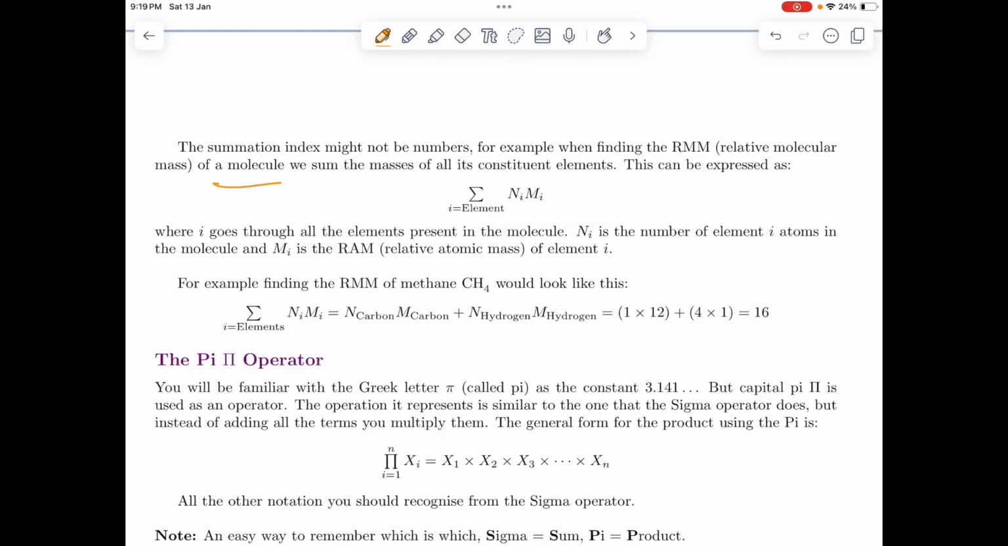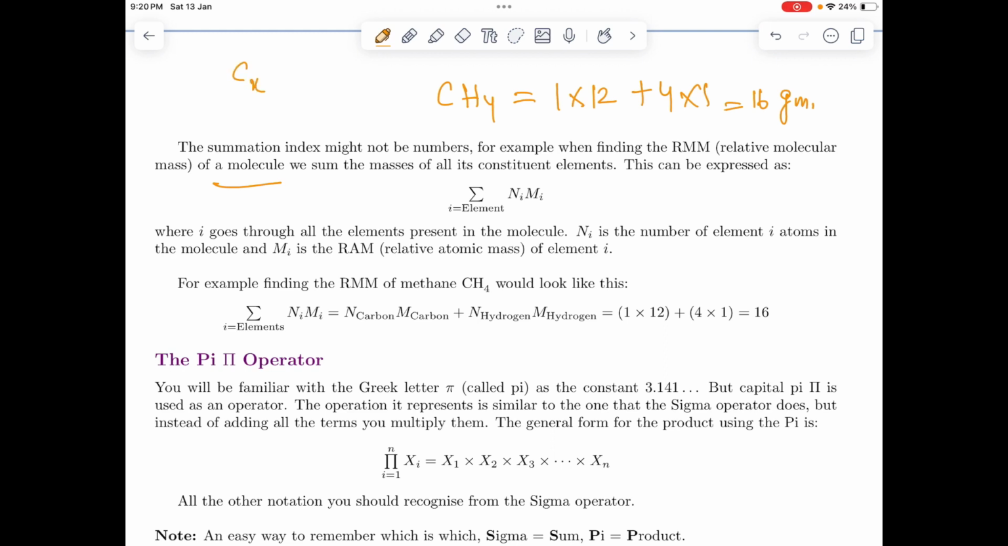Okay, so as you can see, this summation index might not be of numbers. For example, in finding the relative molecular mass of a molecule, we can even sum all of its constituent elements. Let's take a simple example. Let's say I have to find the relative molecular mass of CH4. So what do we have to do? We have one carbon atom, and the mass of one mole of carbon is 12 gram. Plus we have 4 hydrogen atoms, and the mass of each hydrogen atom is 1 gram, or basically 1 AMU. So a mole of hydrogen will give 1 gram. So if you calculate, 1 mole of CH4 is going to give you 16 gram, or 1 molecule of CH4 is going to give you 16 atomic mass units.